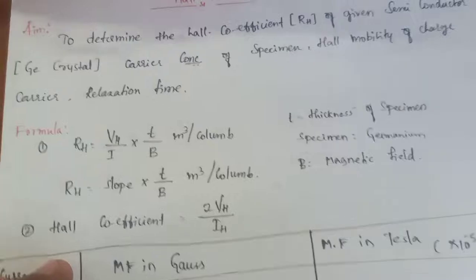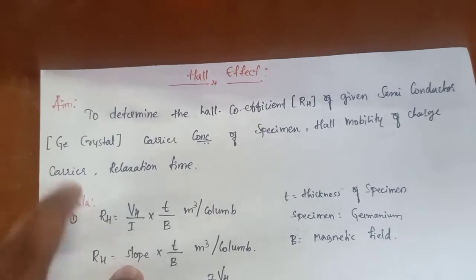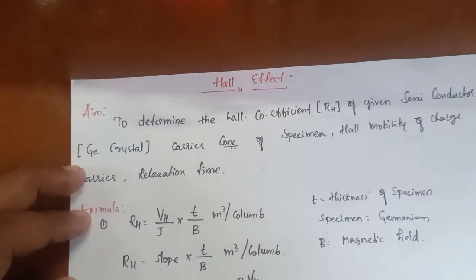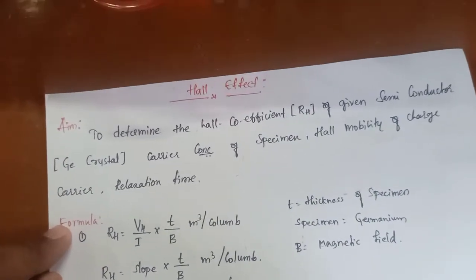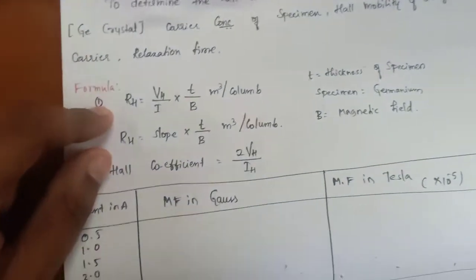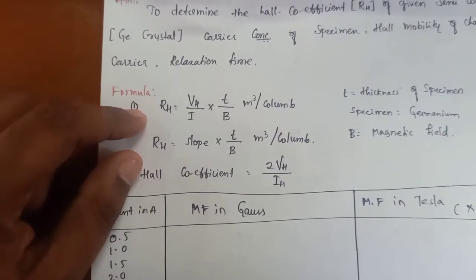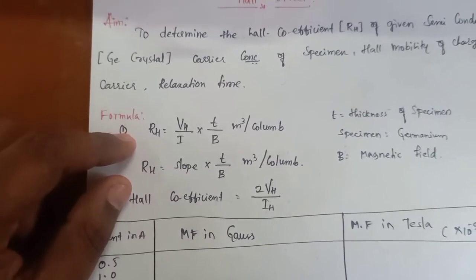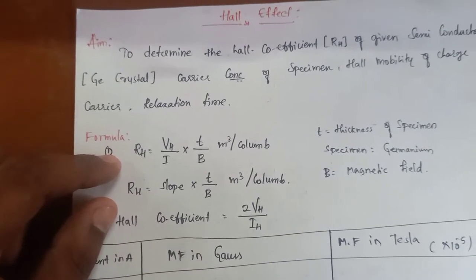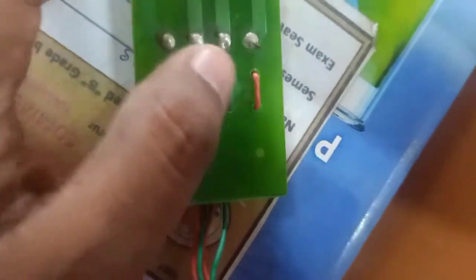This is the aim of the experiment: to determine the Hall coefficient RH of a given semiconductor, that is germanium crystal, and the carrier concentration of the specimen, Hall mobility of charge carriers, and relaxation time. The formula is RH is equal to VH divided by I, where I is the current and VH is the Hall voltage, times t by B, where B is the applied magnetic field and t is the thickness of the specimen. The thickness is given and already written here, it is 7 mm.